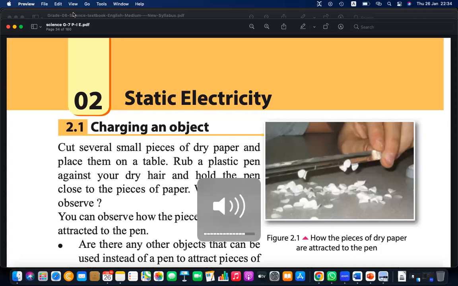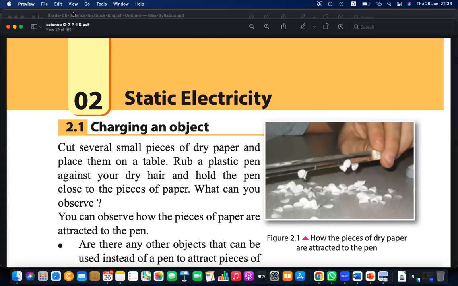Okay, after discussing the plants, today we have to discuss our next lesson, which is static electricity, right? The lesson is about static electricity.